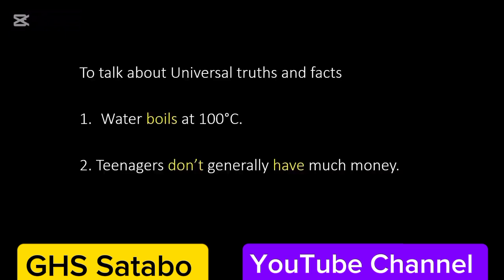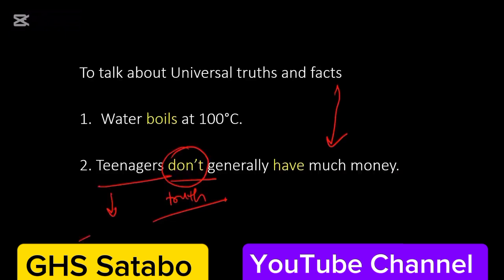Also, teenagers don't generally have much money. So this is not a truth. This is not a universal truth, but it's a universal fact. And most of us agree to this fact that teenagers don't generally have much money. So since we have plural, teenagers, and hence we have written do plus not, do not or don't.